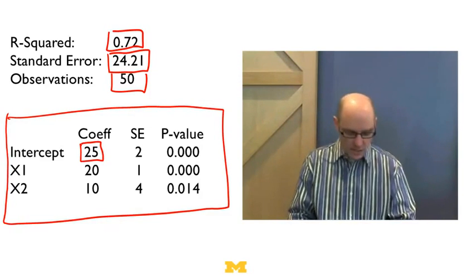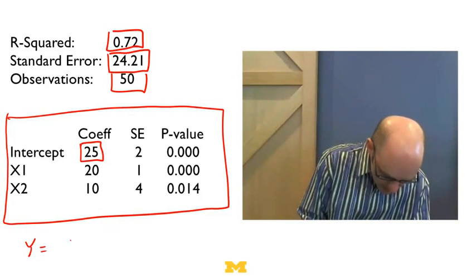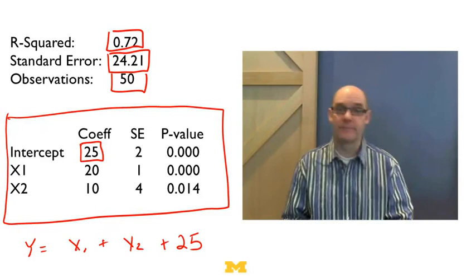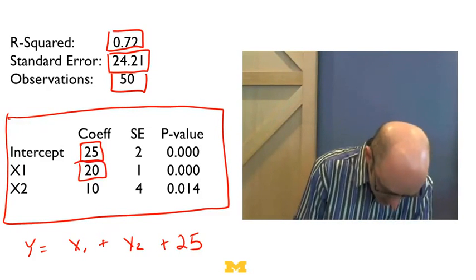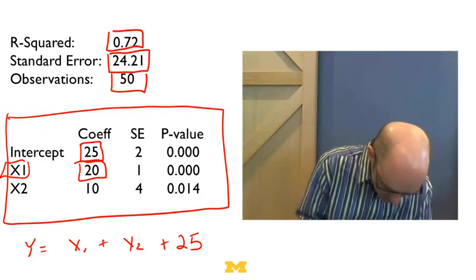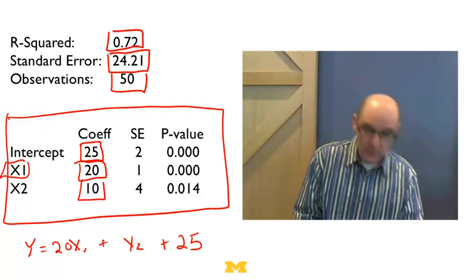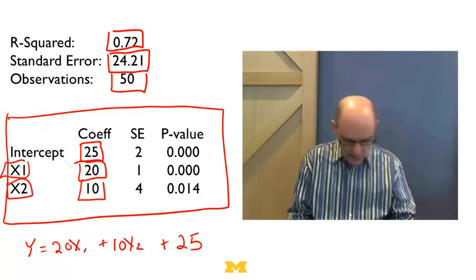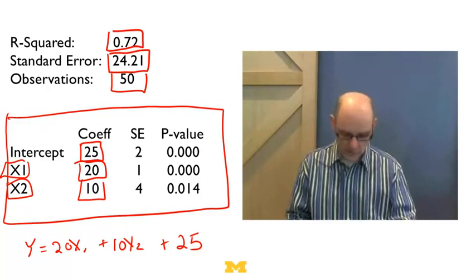And so that's saying our final regression equation is going to look like y equals something times x1 plus something times x2 plus 25. Right? Now this next term here, this 20, is telling us that the coefficient of x1 is 20. So it's going to be 20x1. And then this 10 corresponds to x2, right, plus 10x2. So this is just basically telling us our equation is y equals 20x1 plus 10x2 plus 25.